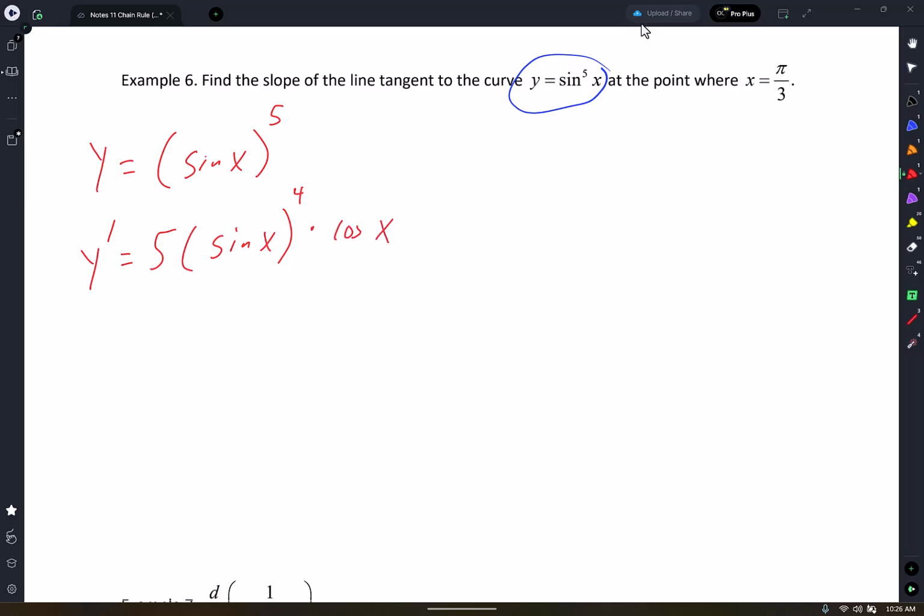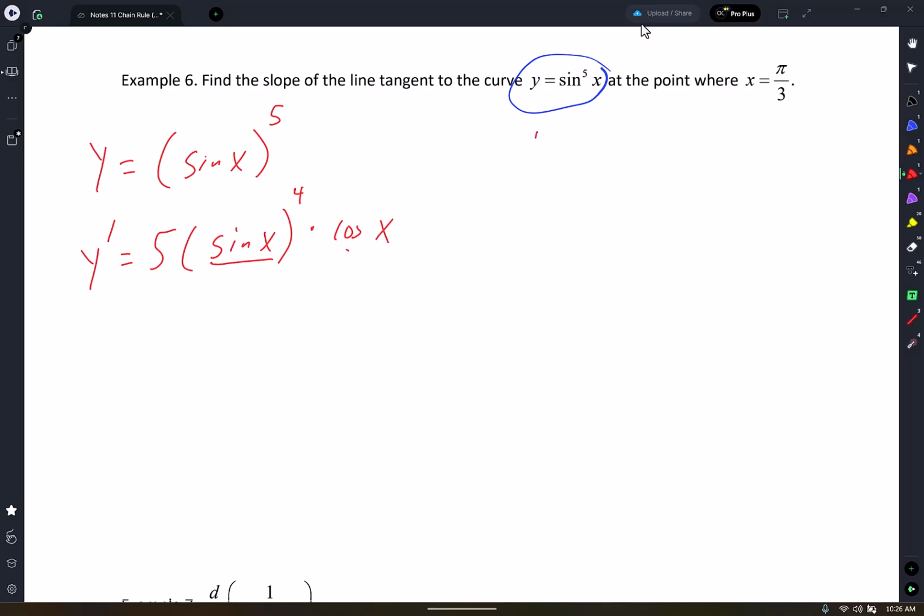Cosine x. Are we okay? All right, I'm going to plug in. Oh, what happened? I did the derivative of the outside. I left the inside alone. The inside this time was sine x. And then I multiply by the derivative of the inside. The derivative of sine x is cosine x.